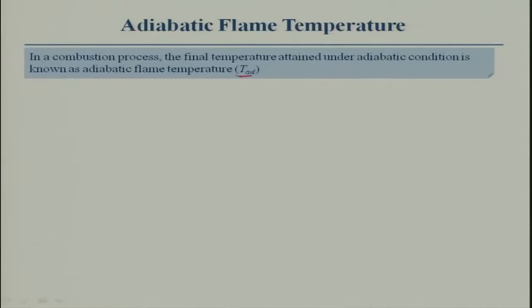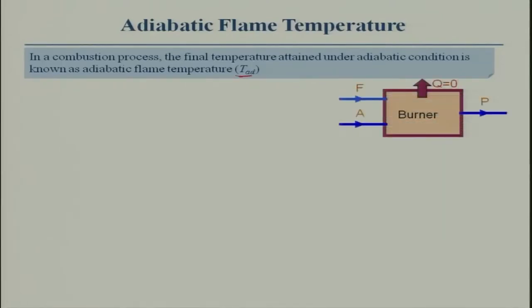This we call T adiabatic, that is, adiabatic temperature. Let us consider that 1 mole of fuel is getting into a burner along with a certain amount of air, burning, and getting into a product. For example, 1 mole of methane is reacting with 2 moles of air, getting into 1 mole of carbon dioxide and 2 moles of water, and what else will be in the product? Nitrogen will be there, 3.74 into 2 moles of nitrogen.